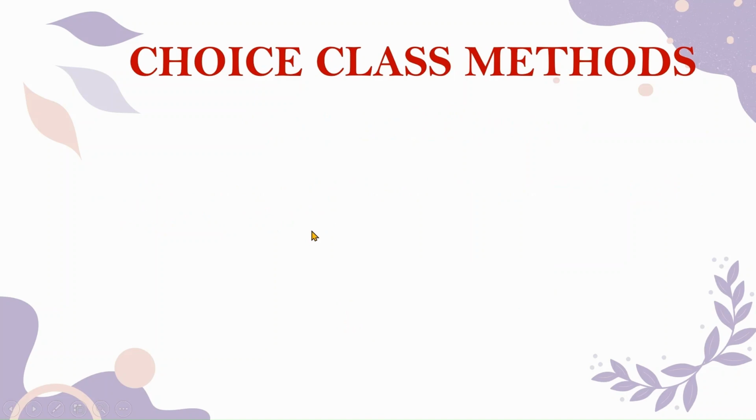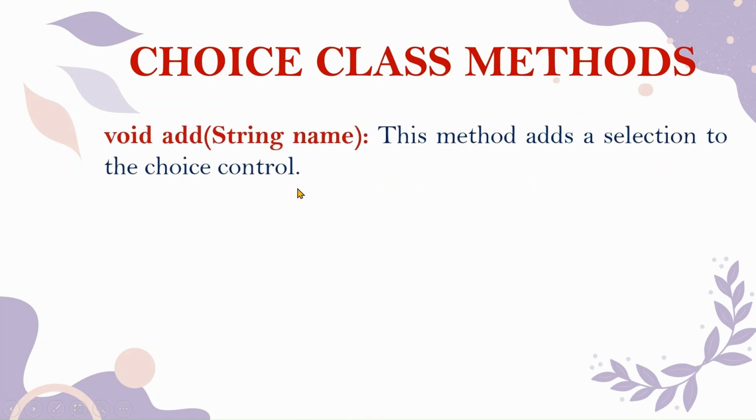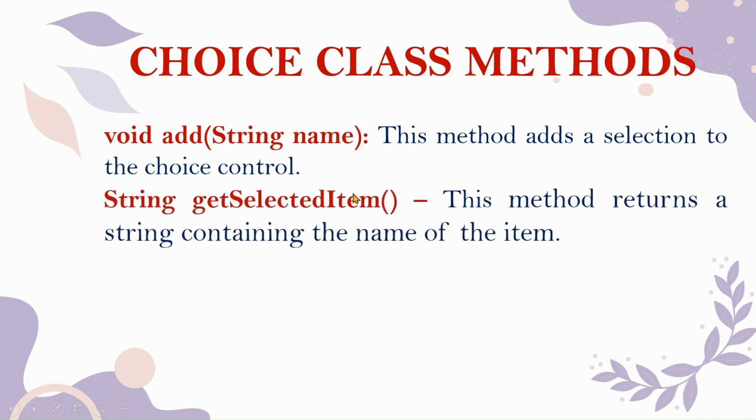Now what methods are available in the choice control? In order to add any string to a choice control, we need to use the add method, and we give the string we want to add. This method adds a selection to the choice control. In the first slide I was showing item 1, item 2, item 3. Those are the things you write as strings.